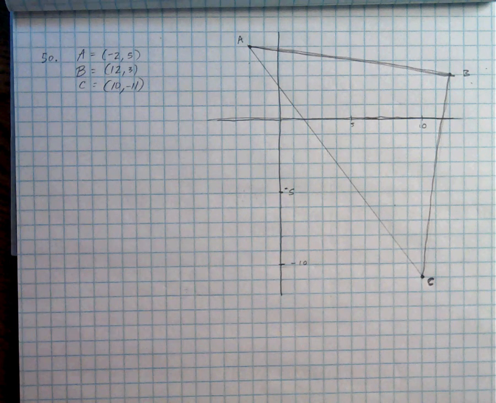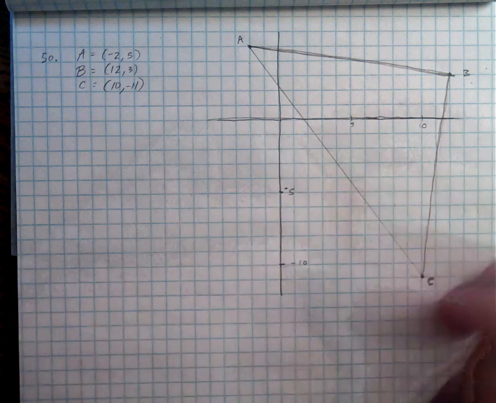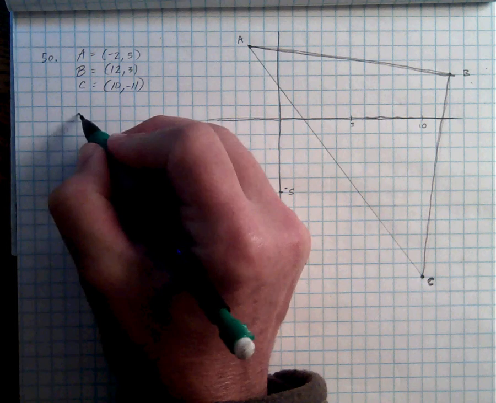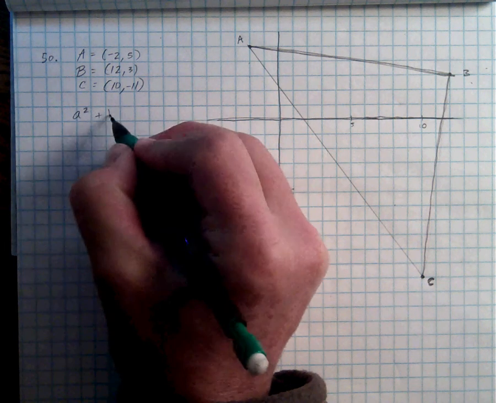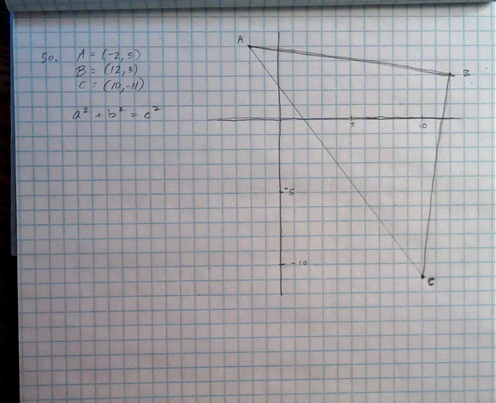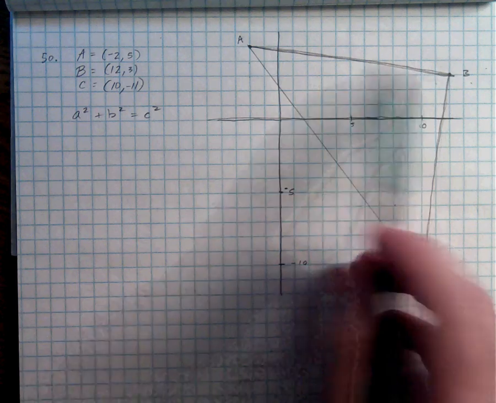So is it a right triangle? Let's look at the length of the sides. So it's a right triangle, remember, if the sides a squared plus b squared equals c squared. So if there's a right angle in here, it looks like that one, right? So that means that these would be the legs.